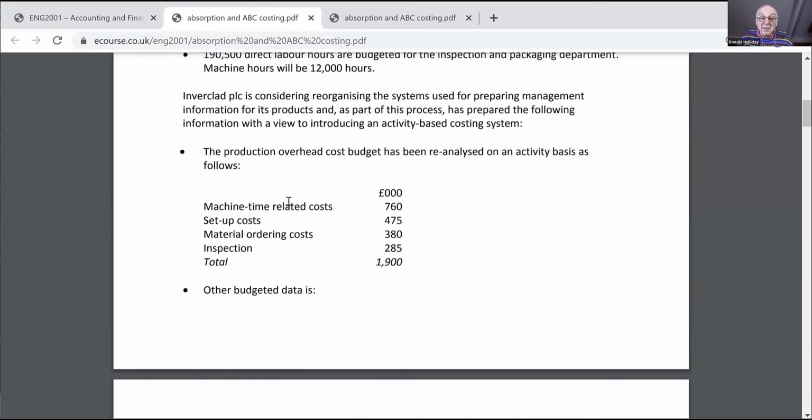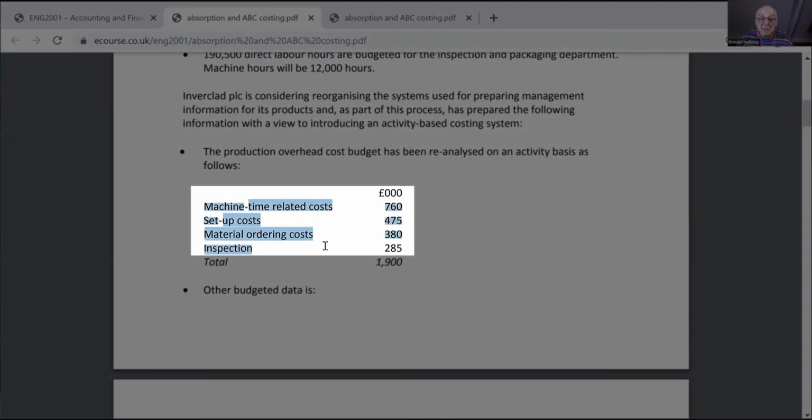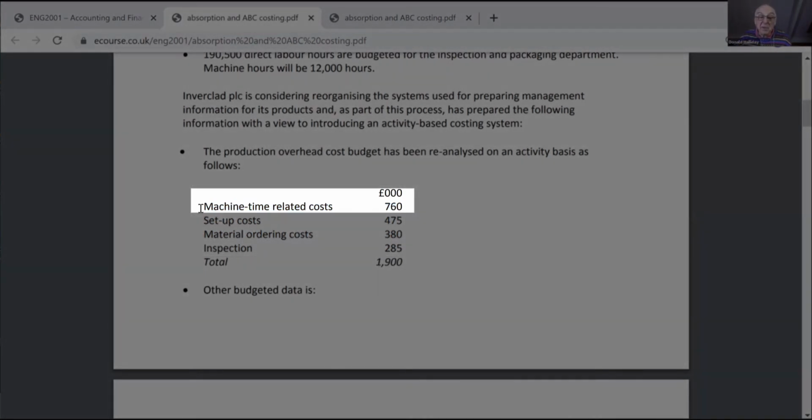So what we've got is that the analysis of this particular factory has decided that these are the main cost drivers. They're not the only activities, but these are the activities which seem to drive costs in this factory. We're back to machines, but instead of talking about a machine hour, we're just talking about the costs that are related to time on machines, and that came to 760,000. The setup costs are regarded as the second most important driver of costs here, and that came to 475,000.